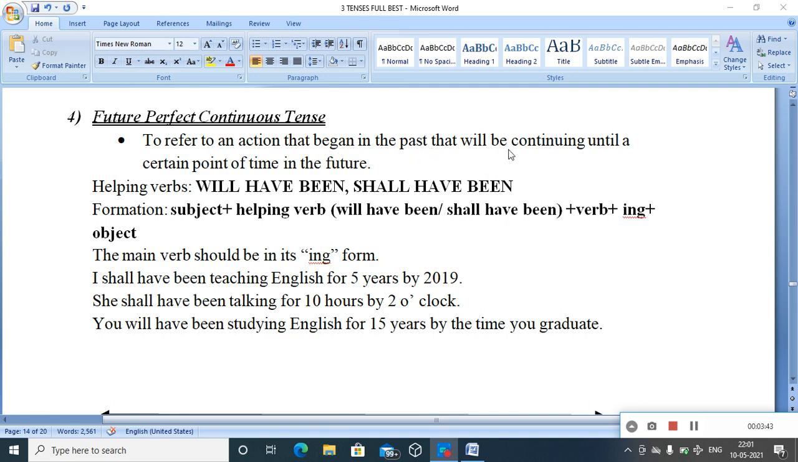But the difference is that it does not even end in the present; it may go on in the future. It may continue in the future until a certain point of time. Helping verbs are will have been, shall have been. Will have been, shall have been.